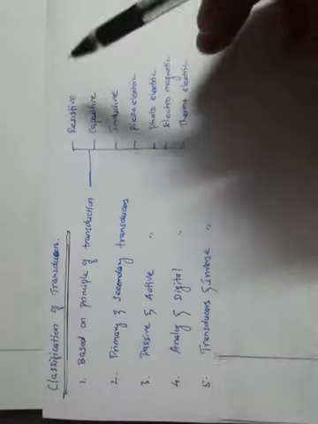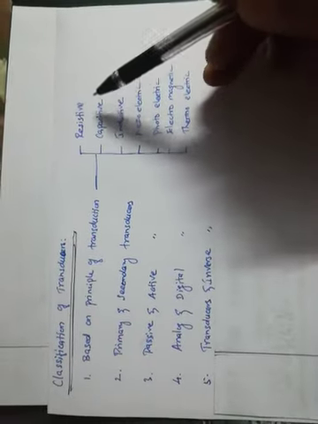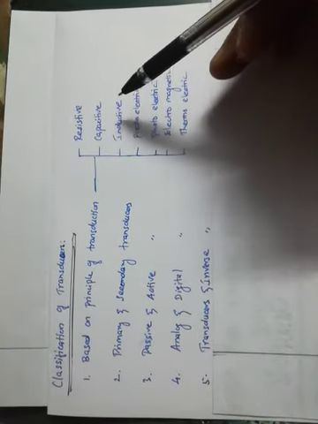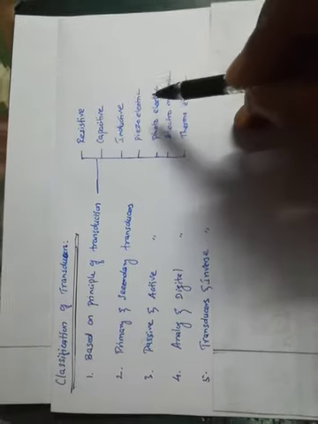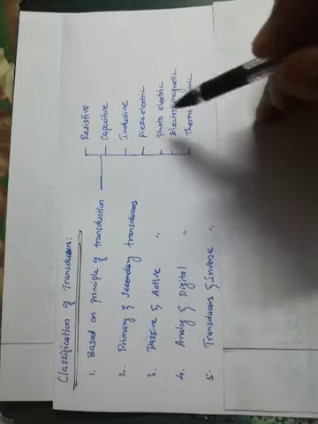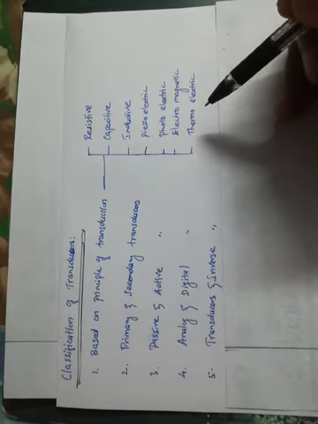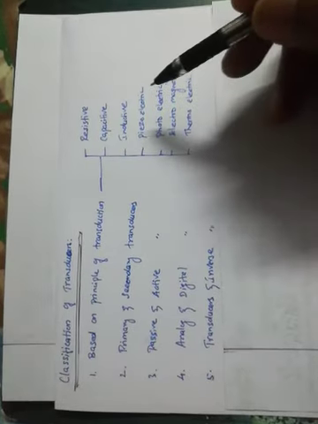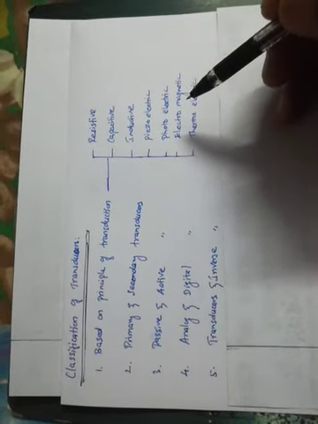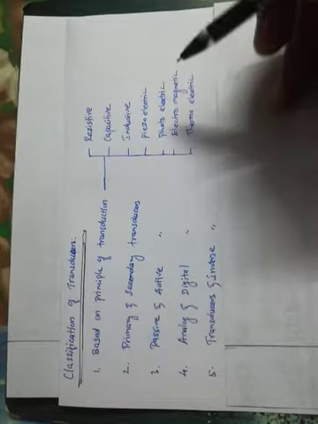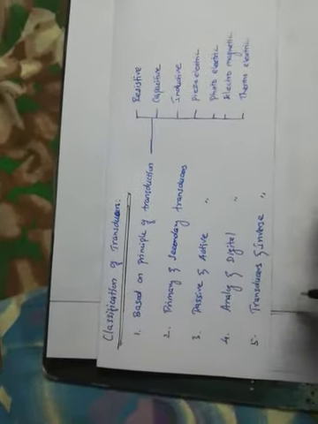That is called resistive transducer, capacitive transducer, inductive, piezoelectric, photoelectric, electromagnetic, and thermoelectric. So these are all the classifications under the basic principle of transduction. So first, what is transduction?